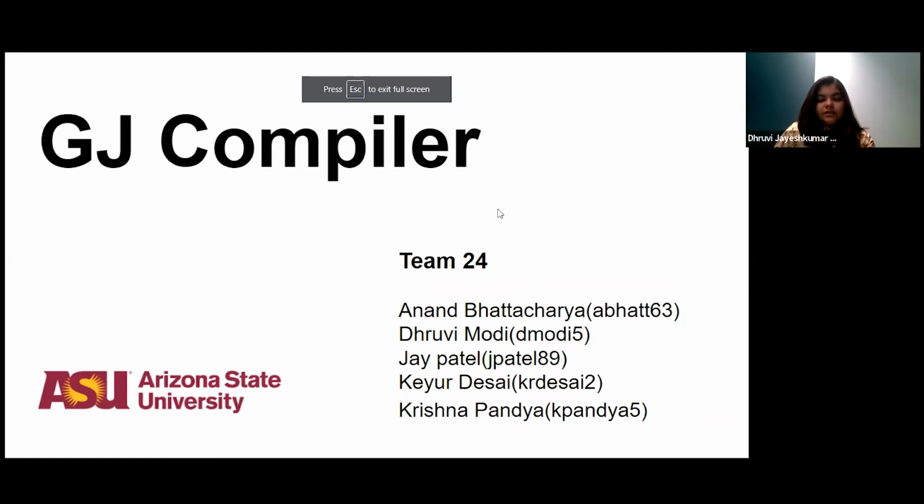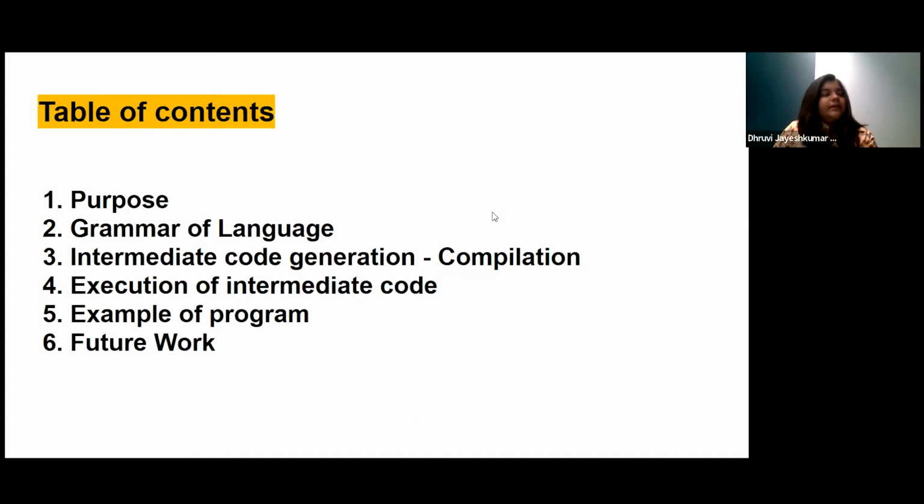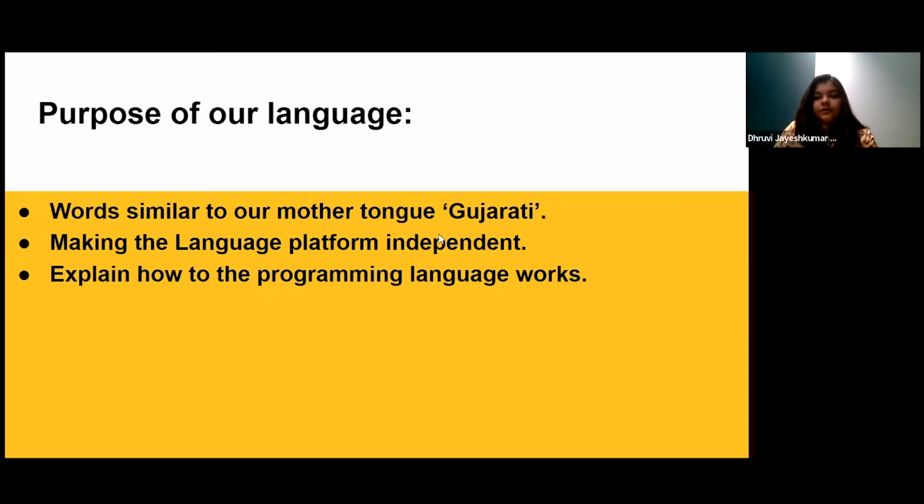And here is our language. We have named it GJ. The purpose is to replicate some of the words from Gujarati that can be used in a programming language. For that, we have used Java, ANTLR, and Git for version control. The main purpose was to have words that are similar to our mother tongue, Gujarati, and we are delighted to have been able to implement that language.